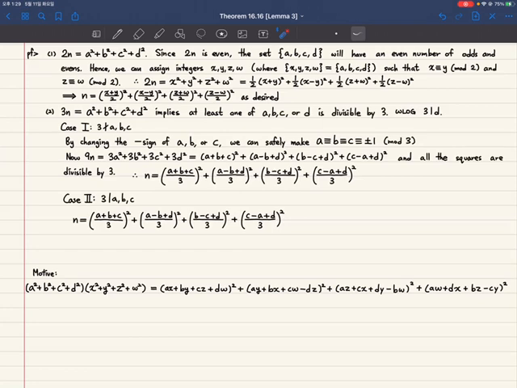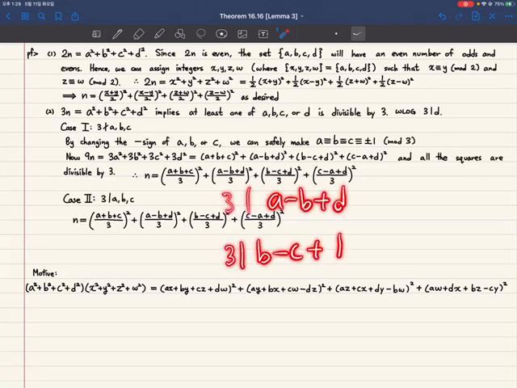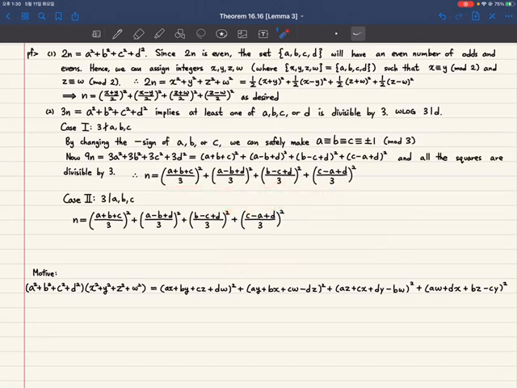Since we know that a is congruent to b is congruent to c, and 3 divides d, this implies that a plus b plus c is divisible by 3, and also that a minus b plus d is divisible by 3, and 3 divides b minus c plus d, and 3 divides c minus a plus d. Therefore, these are all integers, so they satisfy the condition. In the case when 3 divides a, b, and c, it is more obvious because they're all divisible by 3. So all of these will be integers, which proves our claim.